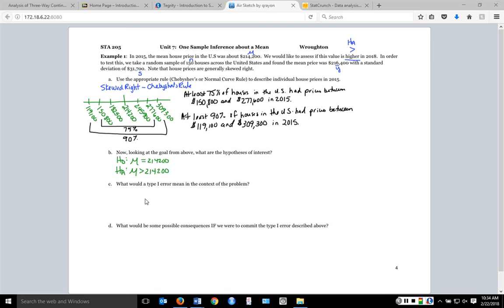We're also going to talk about some errors, just to kind of remind ourselves of those. So we're talking about what a type 1 error means in the context of our problem. So first, just remembering what a type 1 error actually is. So this is if we reject the null, what makes it an error, the null is actually true. So what would that mean here for us? That is going to mean that I believe the mean house price has increased.